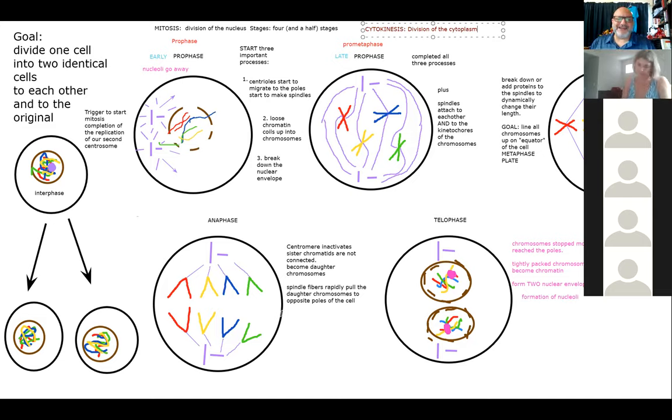This process begins in late anaphase. So cytokinesis begins in late anaphase. The advantage of this is that in late anaphase, the chromosomes aren't near the middle of the cell anymore. Remember, we had that metaphase plate. Well, it turns out around the cell, in the metaphase plate, we have a ring of actin.